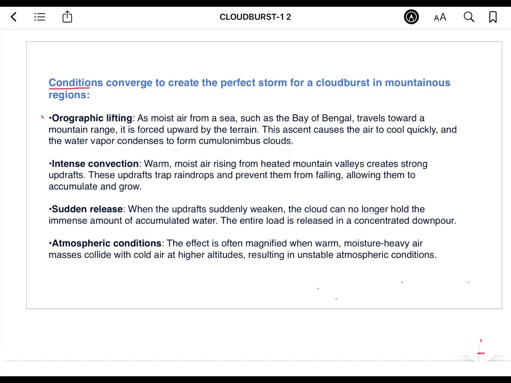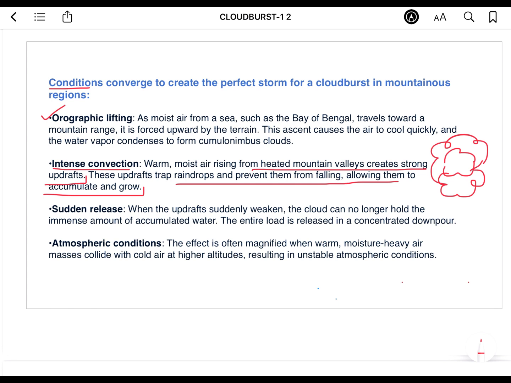First, orographic lifting is happening, as we have seen. Then intense convection is happening, where warm and moist air rising from the heated mountain valleys creates a strong upward drift. That upward drift traps raindrops and prevents them from falling, allowing them to accumulate and grow. We have seen that clouds are growing in size, leading to the formation of a cumulonimbus cloud. Then a sudden release of the water happens. When the updraft suddenly weakens, the cloud can no longer hold the immense amount of accumulated water. The entire load is released in a concentrated downpour. That concentrated downpour is nothing but the cloudburst.